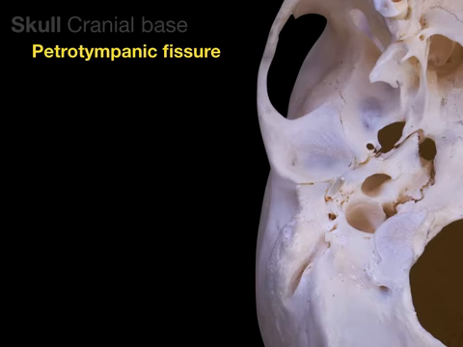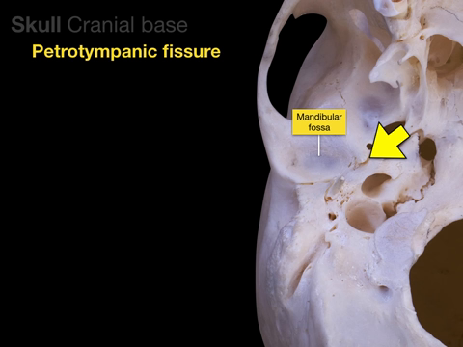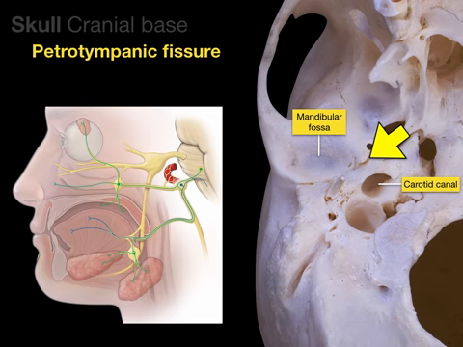Now, the petrotympanic fissure is located right there. It's located between our mandibular fossa and the carotid canal, which is one way to find it. The petrotympanic fissure gives rise to the chorda tympani nerve that goes right through that fissure and supplies taste to the front of the tongue and parasympathetics to our submandibular and sublingual salivary glands.